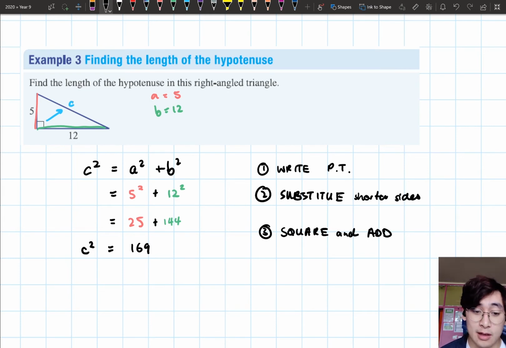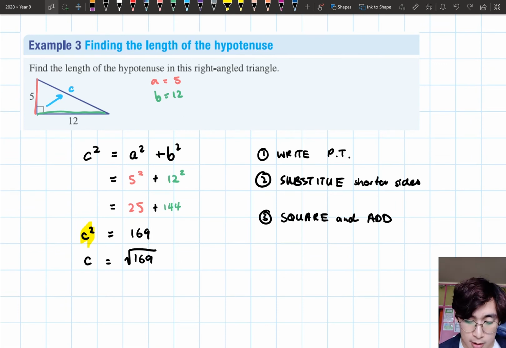Now the final step is, if you have a look at my equation so far, if you look down here, I've got c squared. I don't want c squared, I want c. So what do I need to do? I need to take the square root. So here, I'm just going to write c is equal to the square root of 169. And so I put that in my calculator. Now, there's a function in your calculator. I'm going to show you how to do this on your calculator.